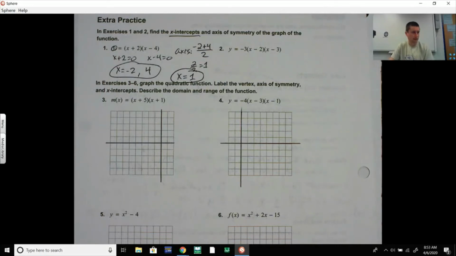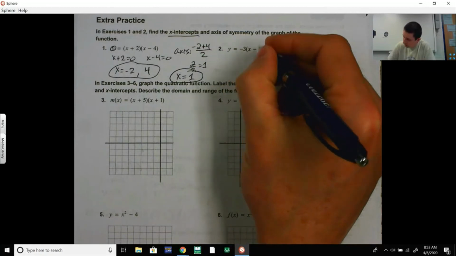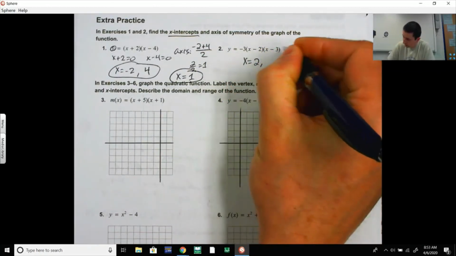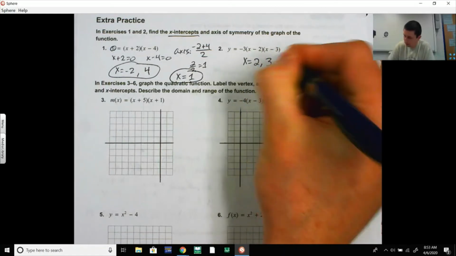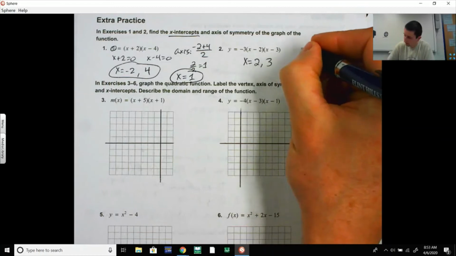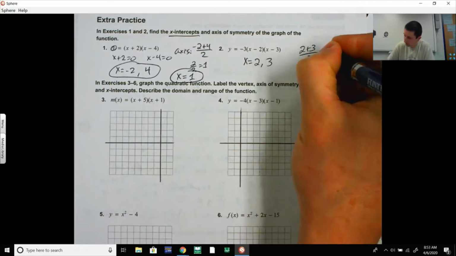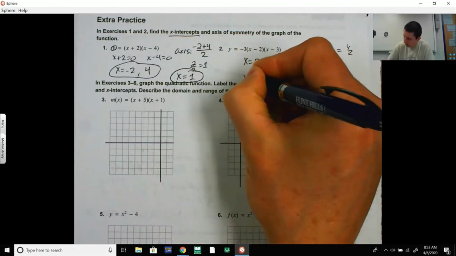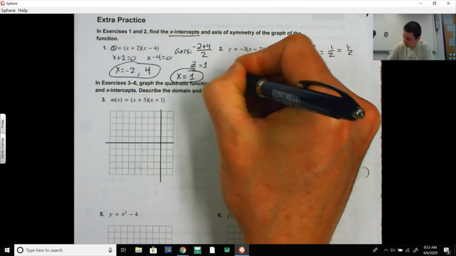Okay? And actually 5 and 6, they don't ask for the axis of symmetry, they just want the zeros. So your zeros here: x minus 2 equals 0, so x equals 2, x minus 3 equals 0, and that'd have to be a 3. 2 minus 2 is 0, 3 minus 3 is 0. Your axis would be 2 plus 3 divided by 2, so that's 5 divided by 2, so that's 5 halves. So x equals 5 halves. This is your axis of symmetry.